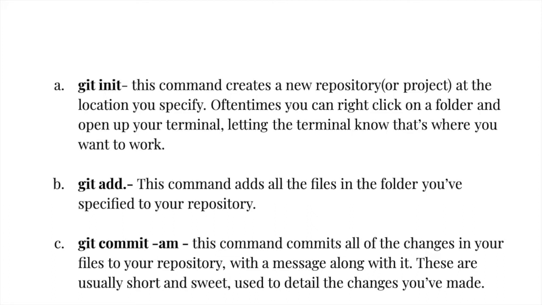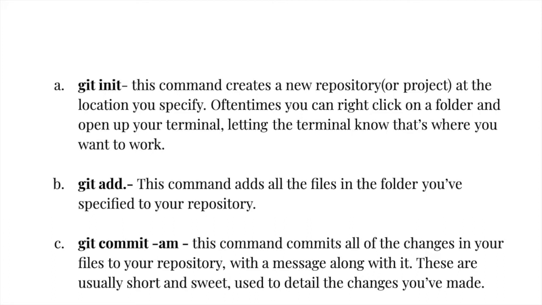So git add. This is a little misleading because it's actually git add space and then a period. But this command adds all the files in the folder you specified to your repository. So this lets the repository know, hey, these are all the files I got to look at. I got to keep track of these so I can have a log of them later. So then git commit -am, it commits all of the changes in your files to your repository with a message along with it. These are usually short and sweet messages, and you use them to kind of talk about what you did in the files.